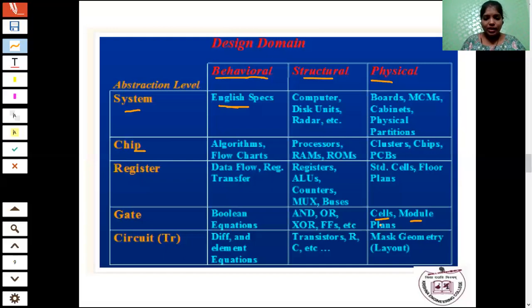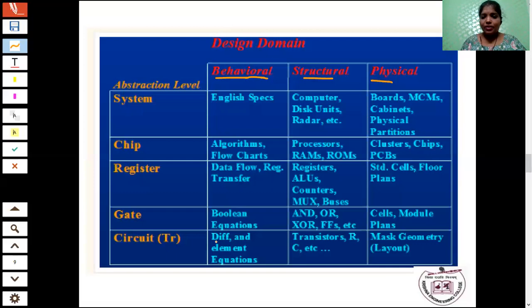Okay. Next one is the circuit level abstraction. In the circuit level abstraction, what is it? We are going to specify the transistor. That is, circuit level is nothing but a transistor level. We are going to convert logic gates into the corresponding transistor diagrams. Okay. So here this one is represented, that is for the circuit level.